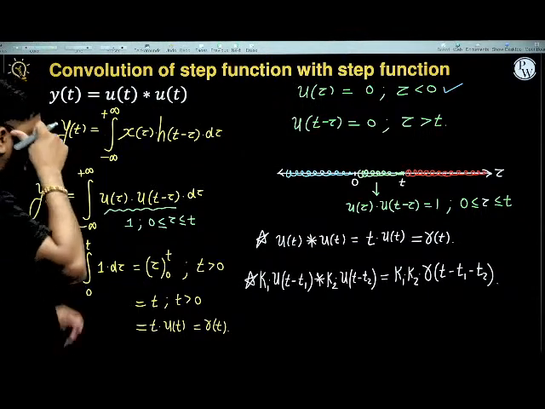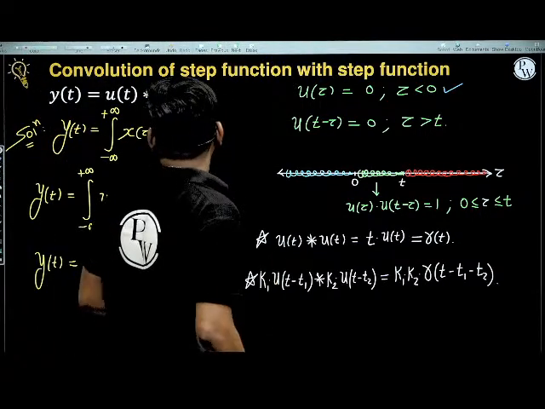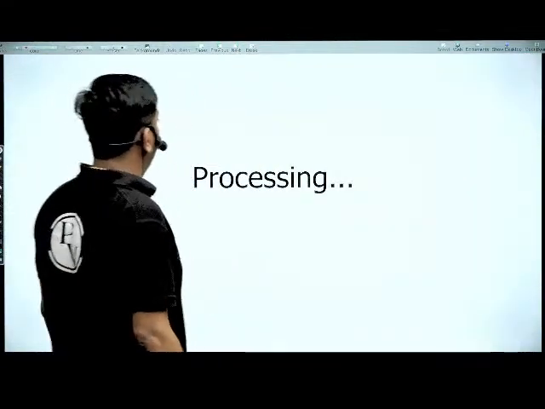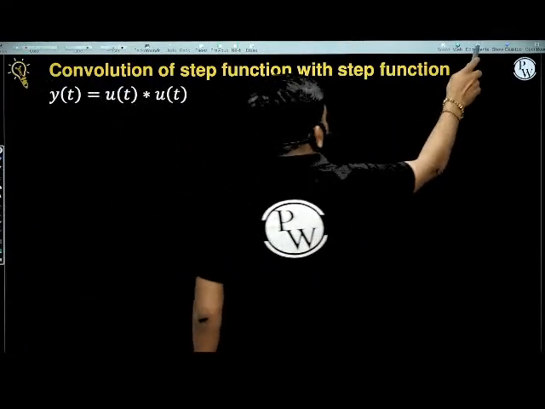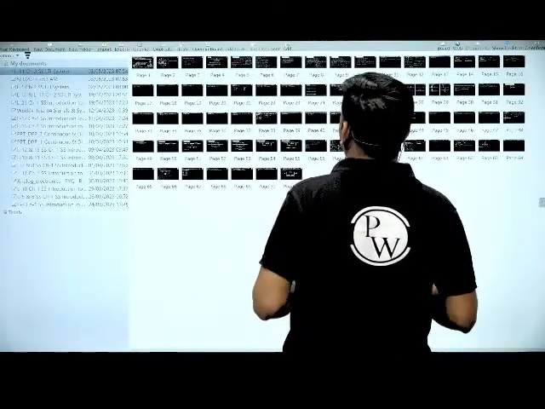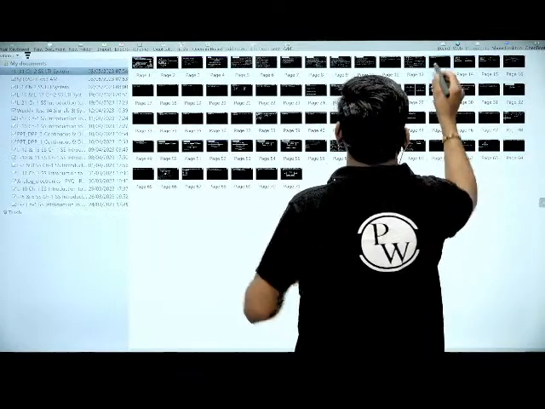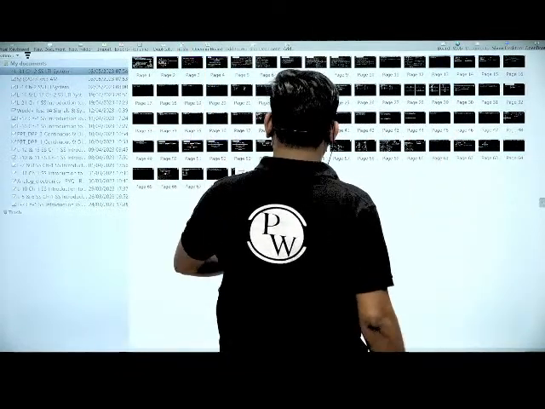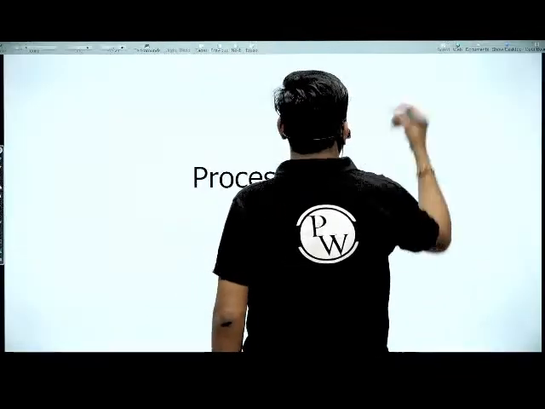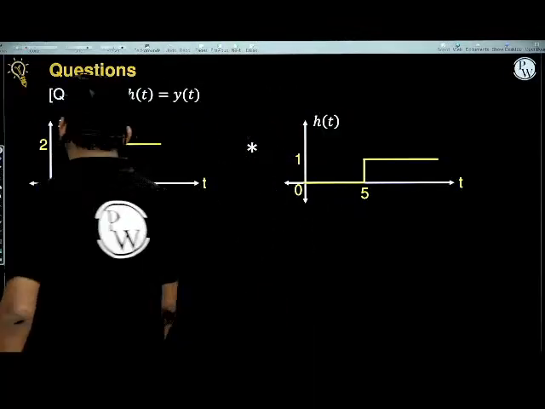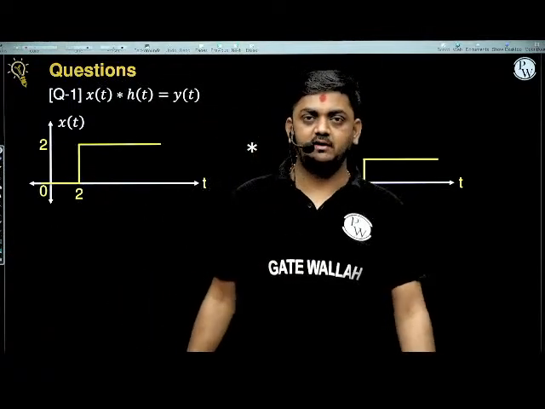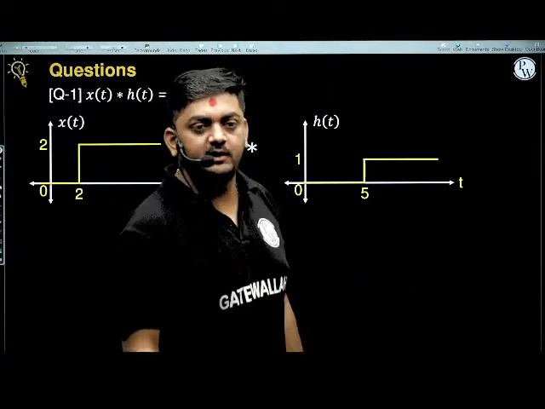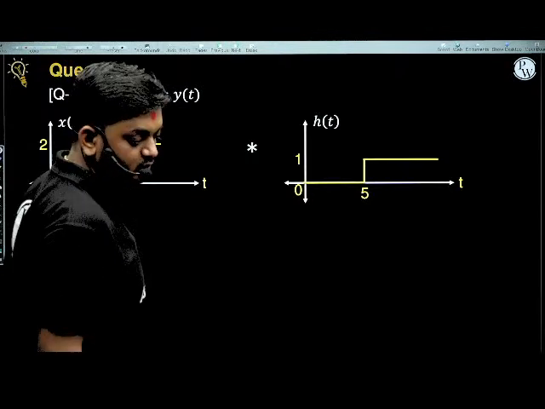I hope all the students are getting it. Okay, now next, let us solve. Already we solved this one, u of t convolution u of t. Now let us solve some questions based on this. So see, here x of t convolution h of t equals y of t, so you have to find y of t, guys. Two signals x of t and h of t are given and you have to find y of t, or draw y of t graphically.